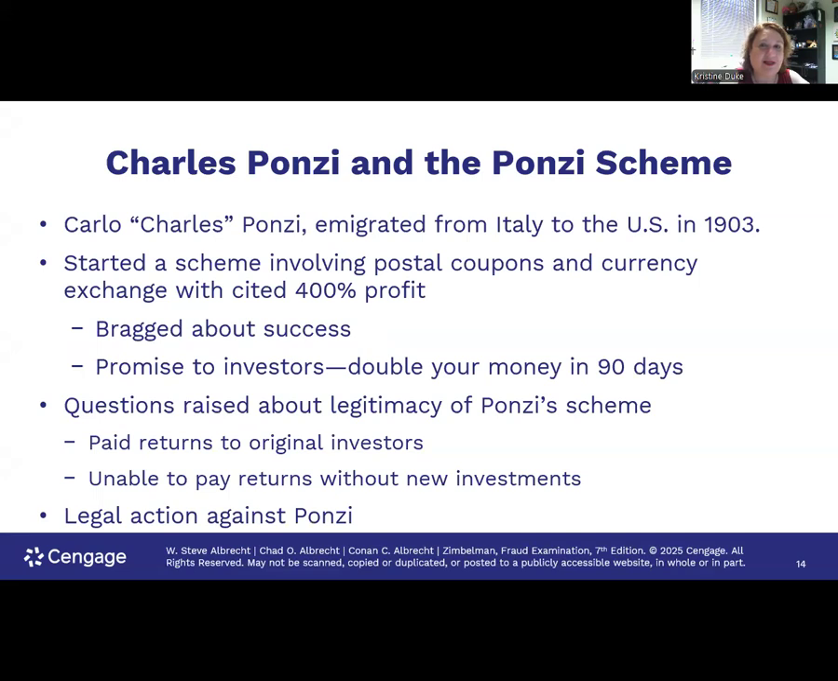Okay, so basically in 1903 he started a scheme involving postal coupons. He starts selling them to this level of customer right here at A, the investors. And then he gets some more investors down here, B. He's using B's money to pay A, funding his own little fun and games, and he's paying a little bit to group A. Then he goes and gets C, and it just keeps going.